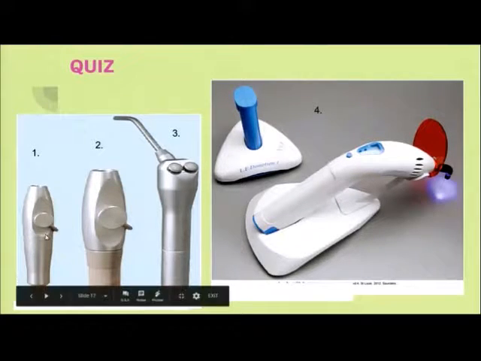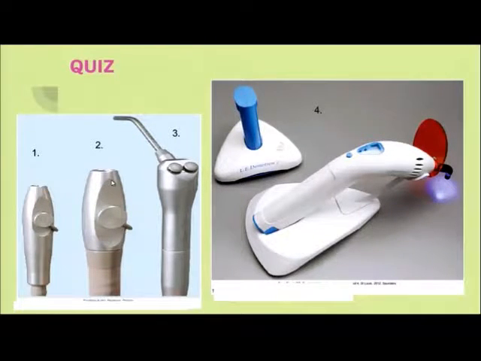So we have the saliva ejector. This is where the saliva ejector is going to go. We have the HVE. This is where the HVE goes. And we have the air water syringe here. So this is the air water syringe, and this is the air water syringe tip. This is the dental curing light. If you've ever had your nails done, you know what this is, right?